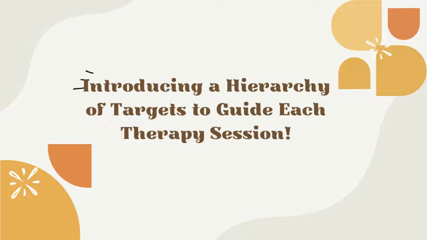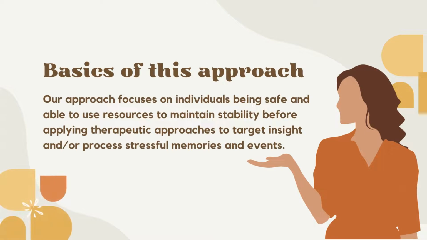This brief video will introduce a hierarchy of targets that can guide individual therapy sessions. This approach is part of a stabilisation based therapy approach that we use at the Australian DBT Institute. The basis of this approach is that we firstly focus on an individual being both safe and then able to use resources to maintain and continue that safety and stability before we start doing any deeper therapeutic work.